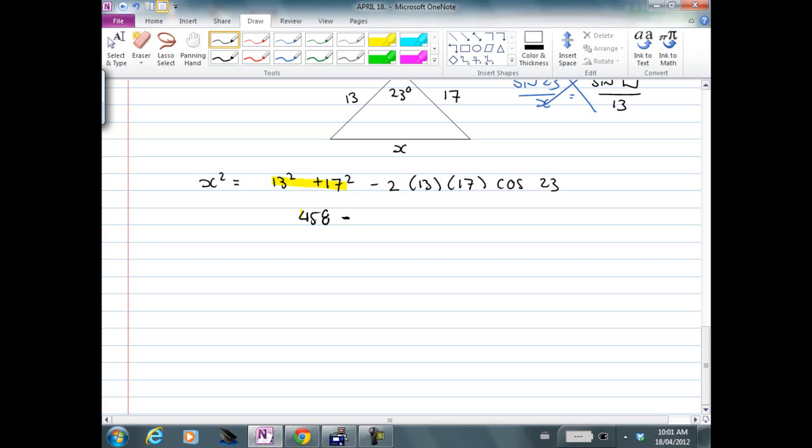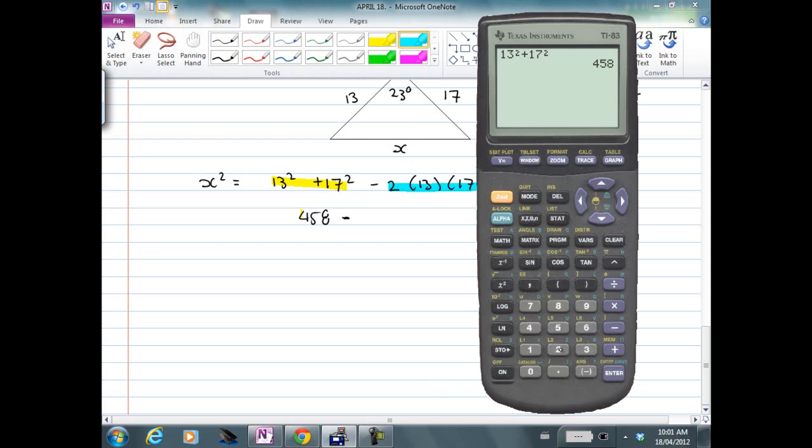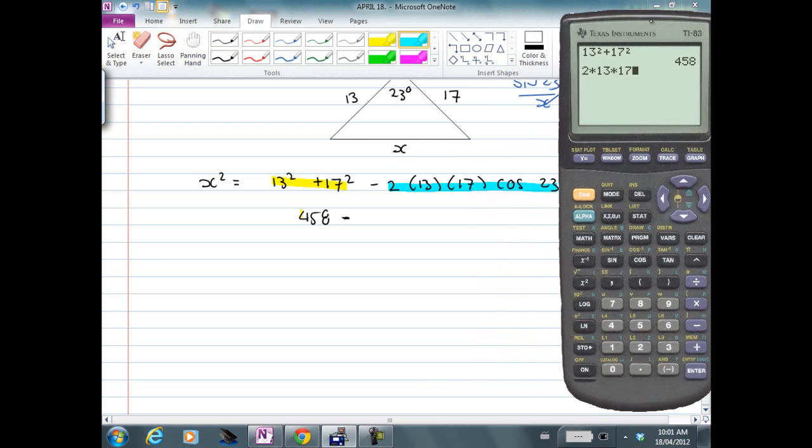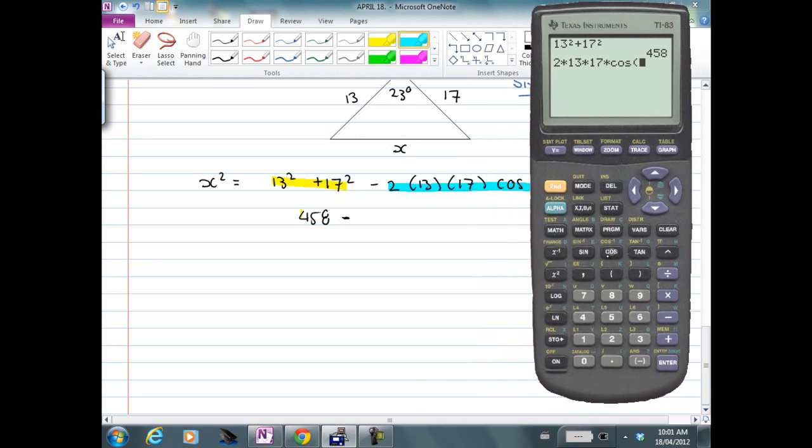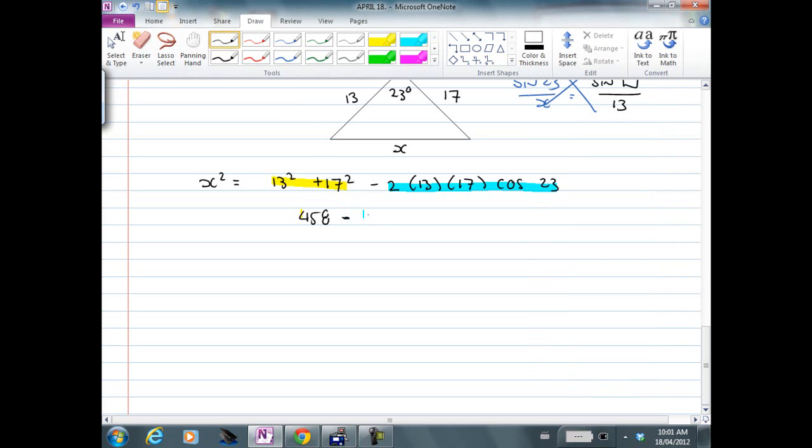458 minus, now I'm going to do the next part, this blue part. 2 times 13 times 17 times cos 23. Make sure when you do cos 23, that's all nice in brackets. And hit enter. You should have 406.86. Again, try to write as many decimal places as you can. 406.86314.